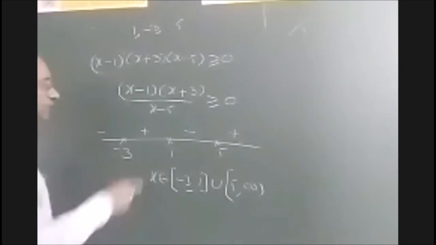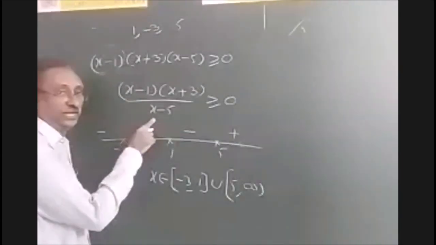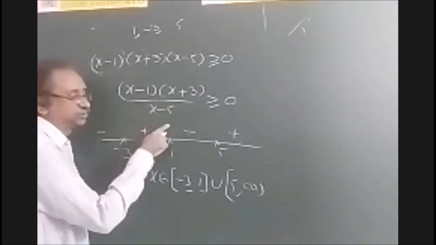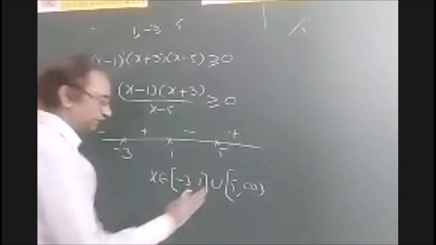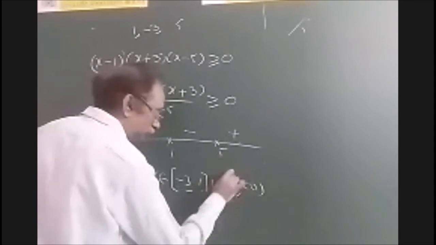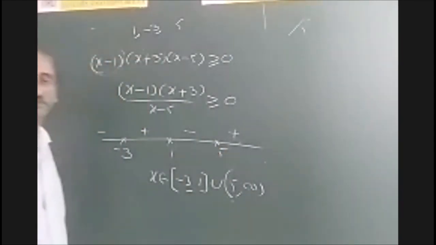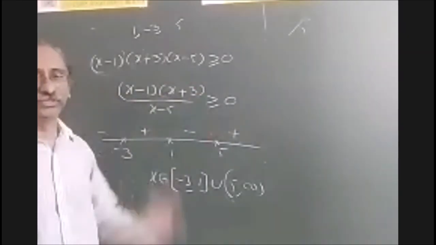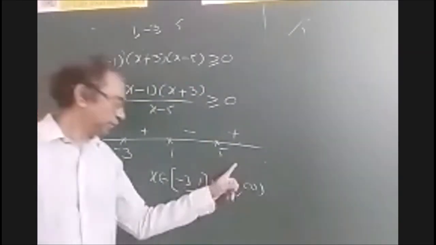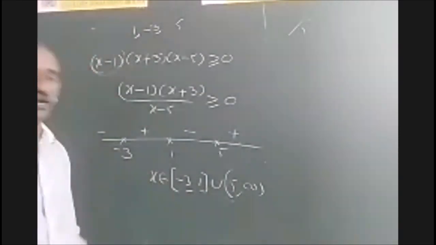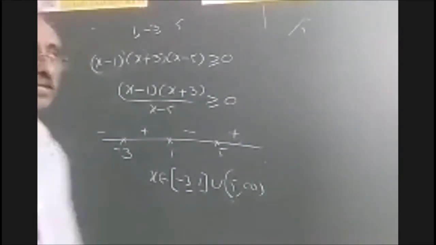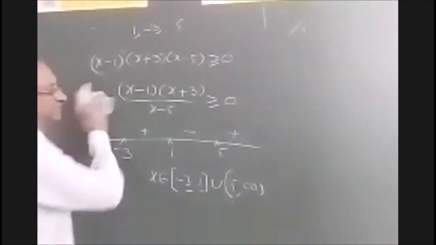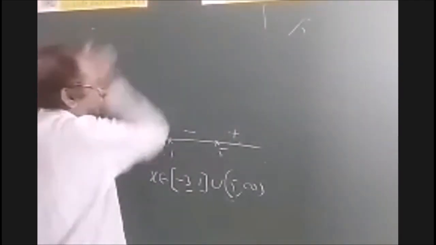But here, see, x minus 5 is in the denominator. If you put x equal to 5, the denominator is 0, so the function is undefined. Therefore, at 5 you have to put an open interval. But at the other two numbers it is closed, because if you substitute 1, you will get 0 only. So open at 5, closed at these two numbers. Okay? Like this, however many linear factors there are, you can do the problem comfortably.